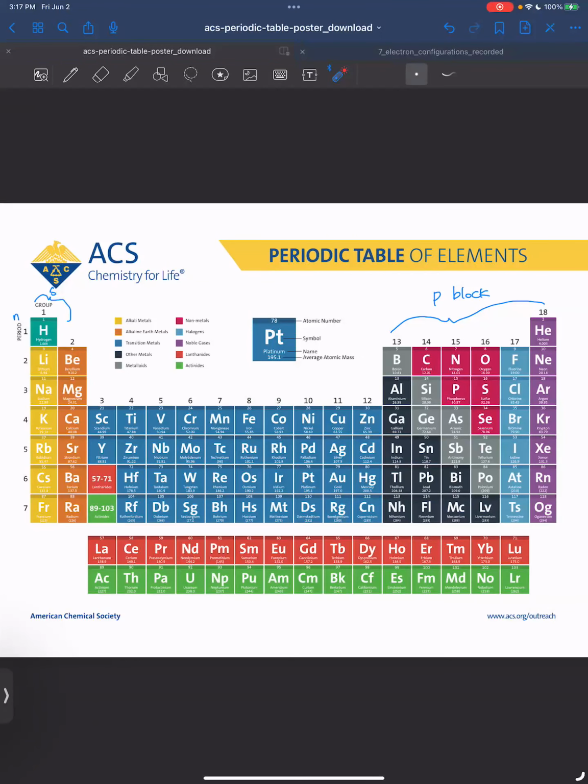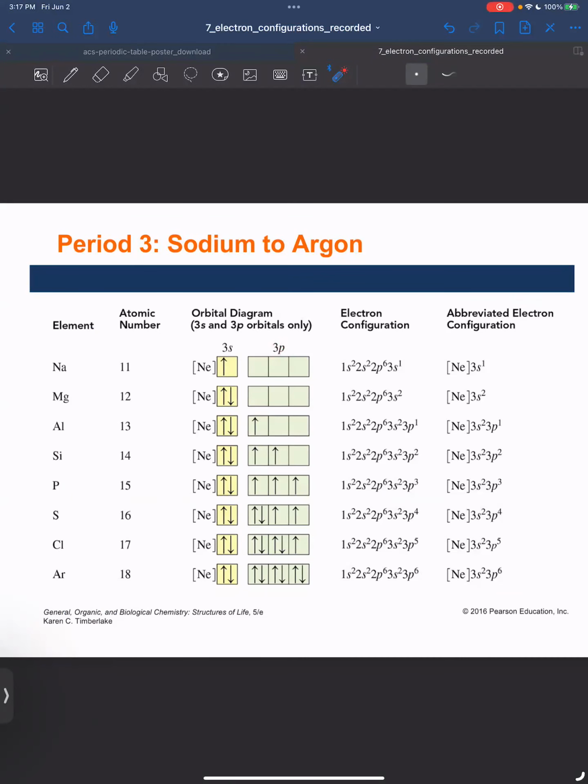Because once you fill up 2s2, 2p6, that's neon, then you start with 3s1 or 3s2, and then the p block of 3p. That's how you're going to fill it up. You fill up the 3s before the 3p. The 3p is higher in energy than 3s. And so sodium has 11 electrons. 10 of them make up neon's electron configuration, and therefore the last electron, number 11, has to go in the 3s orbital.